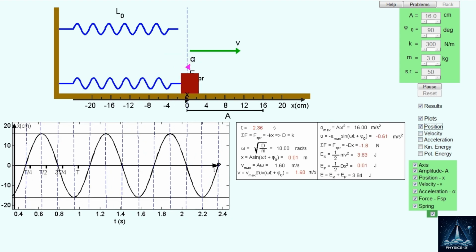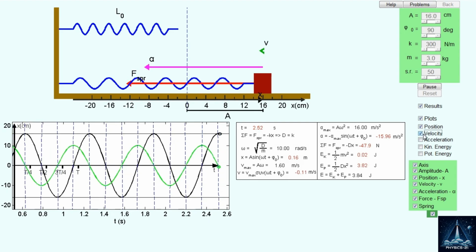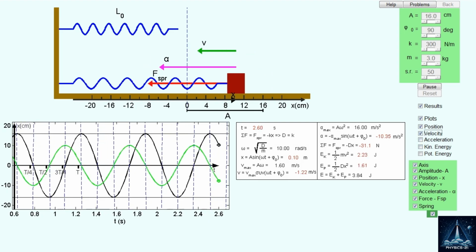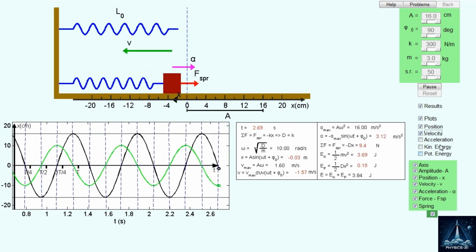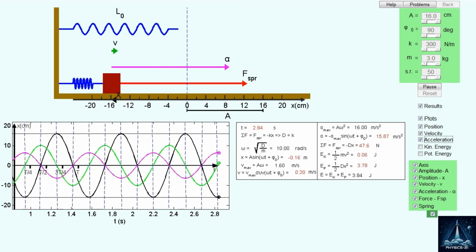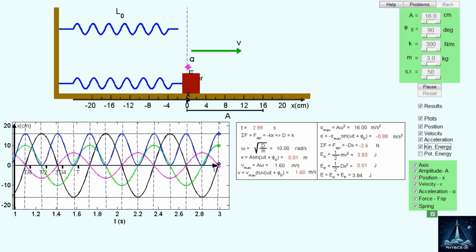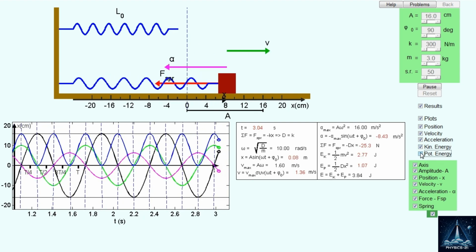The graph shows the graphical representations of displacement of the body, velocity of the body, acceleration of the body, kinetic energy of the body, potential energy of the spring, and all of this plotted against time.